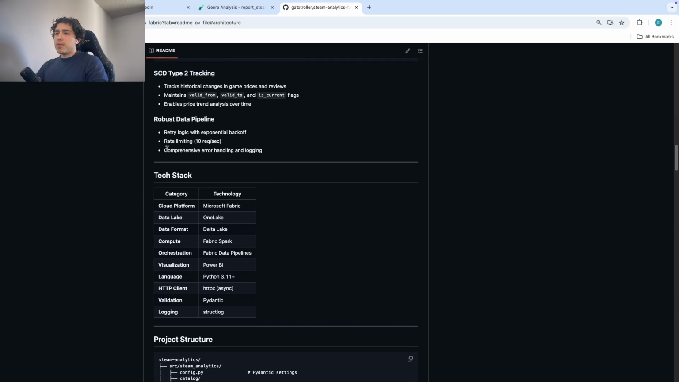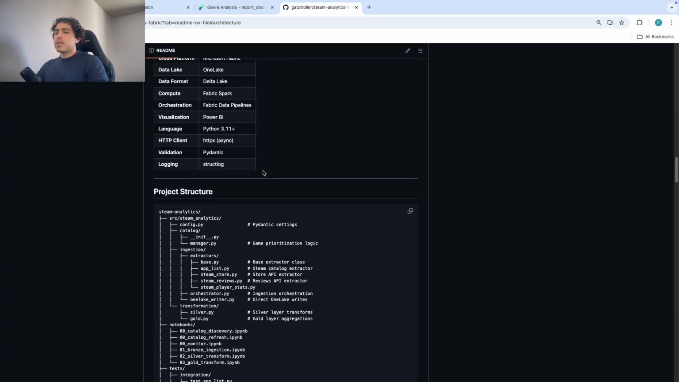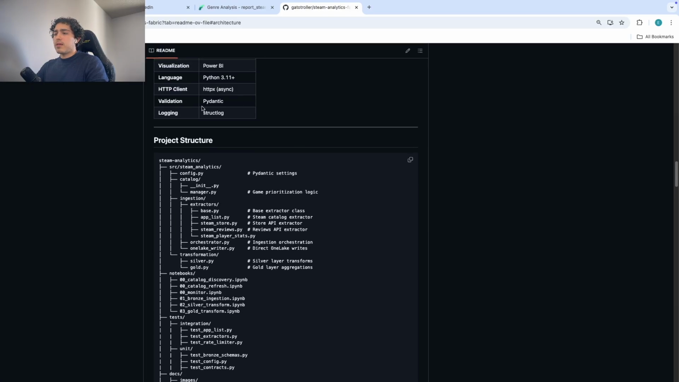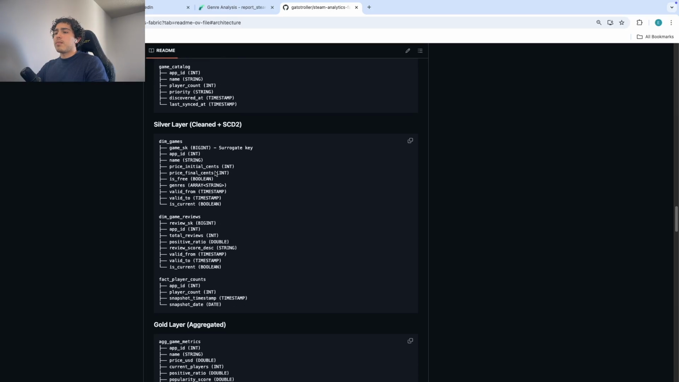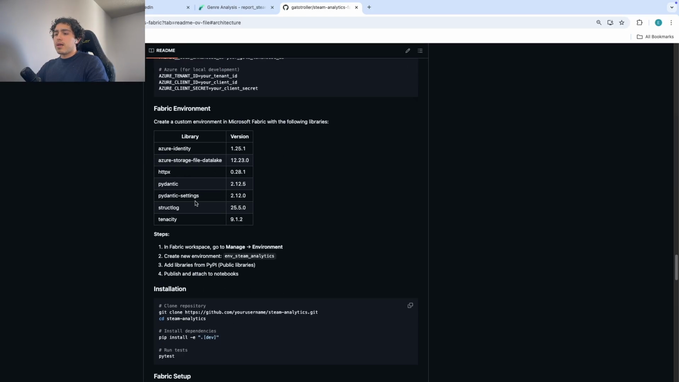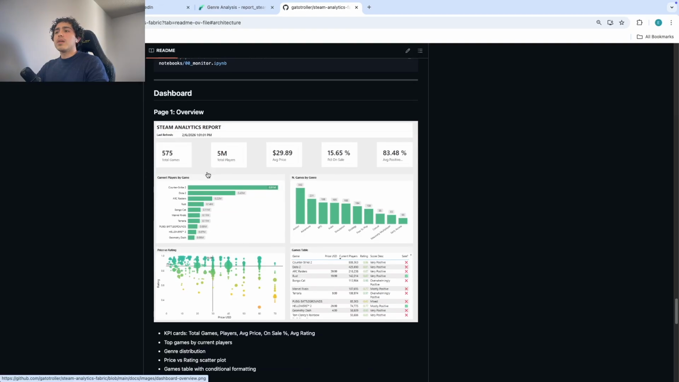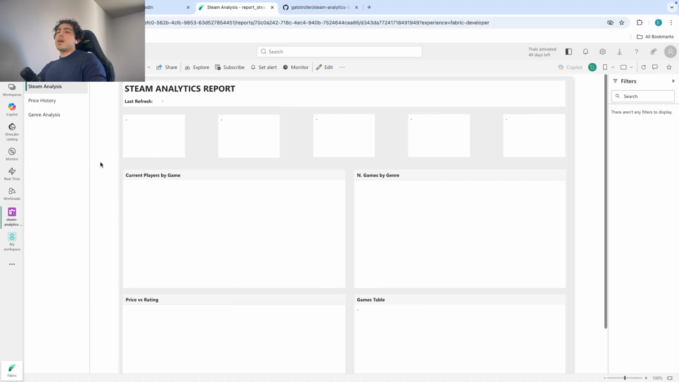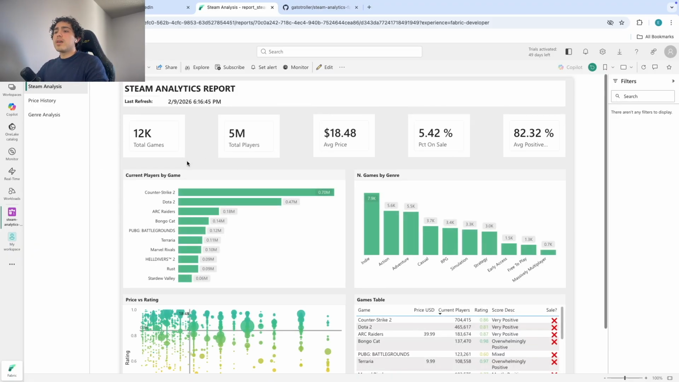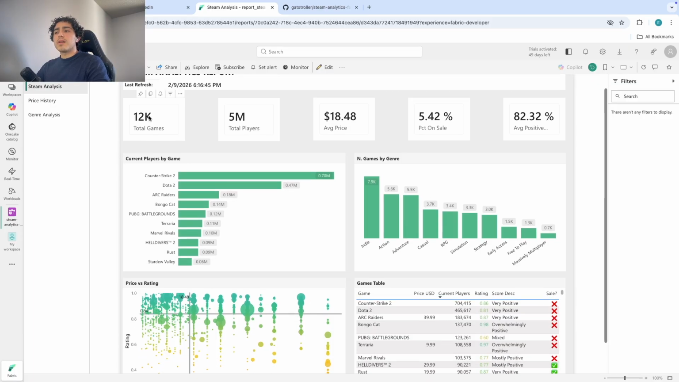And also I built the pipeline. This is the libraries, the tech stack, the structure of the project, the data model, the setup, and finally we go to the dashboard that is also in Fabric, and it is just a Steam analysis of all the information. Currently we have more than 12,000 games with more than 5 million total players.